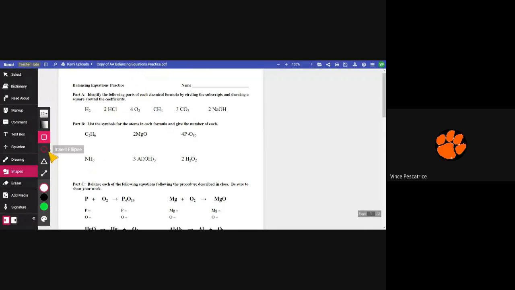Okay, so in order to draw your shapes, you got to go down to the shapes button. And then we're going to start with, it says draw a circle the subscript. So I'm going to click on the ellipse or the circle, and I'm going to change my color to, let's do green. Okay, so how this works is now when you click and drag, you can create a circle.